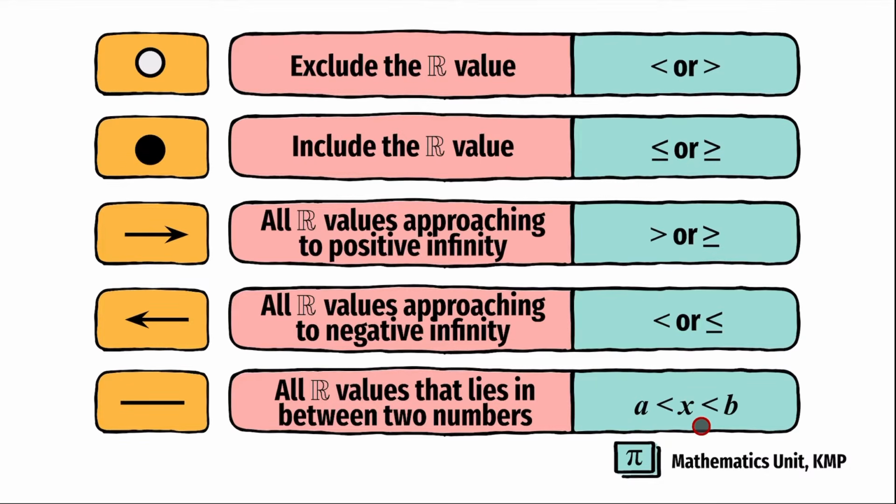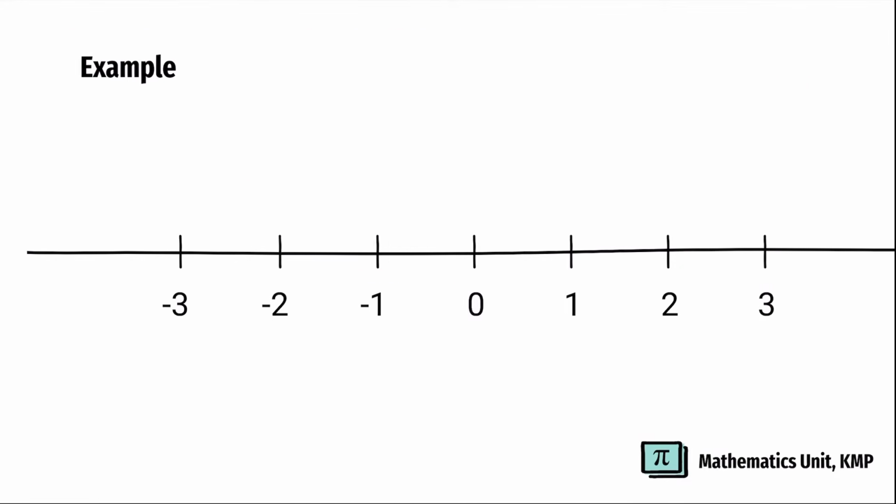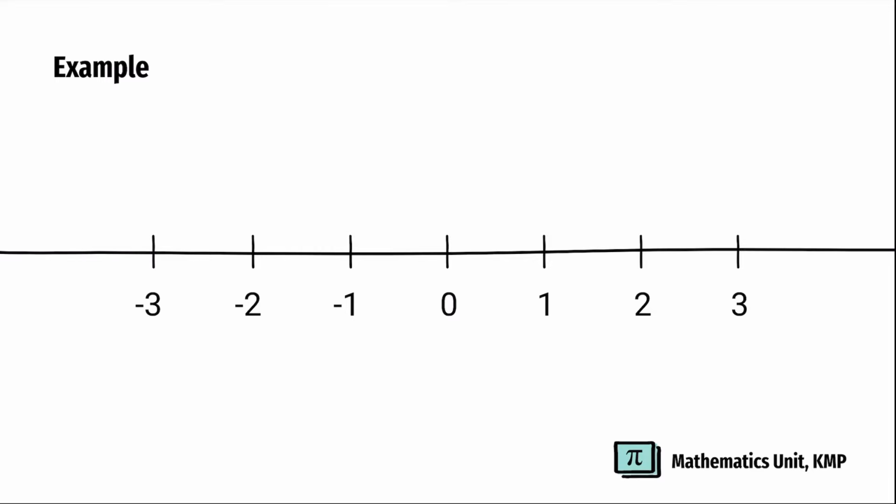Either it's going to be the same sign, less than and less than, or both have the less than or equal sign, or either one will be less than or equals and the other will be less than, or vice versa. Let's take a look at an example.